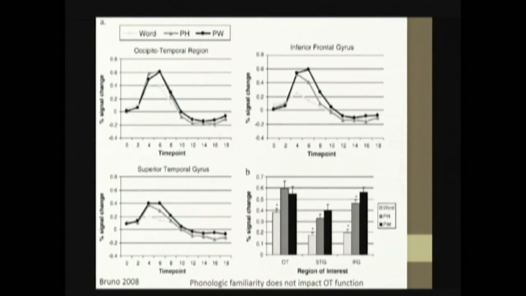And when they're looking at the graph, at the response, you can see that in the occipital temporal region, they all had a good similar degree of activation. Also in occipital temporal region down here in the bars, this was statistically significant. It was more probably statistically significant for words in the language areas, although in one case, pseudo-homophones did reach statistical significance in a language area.